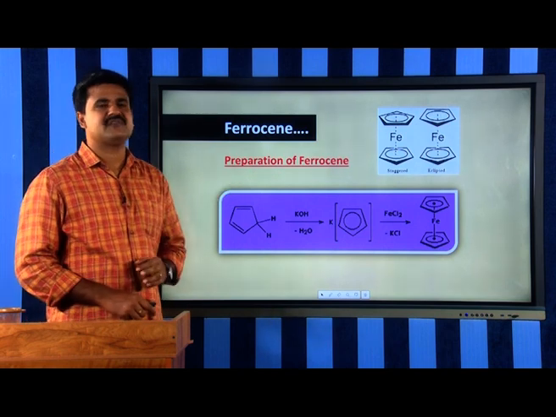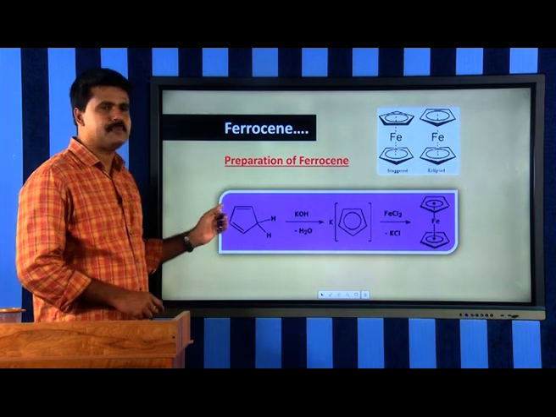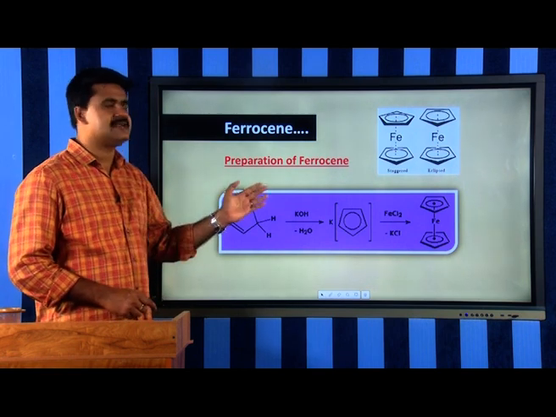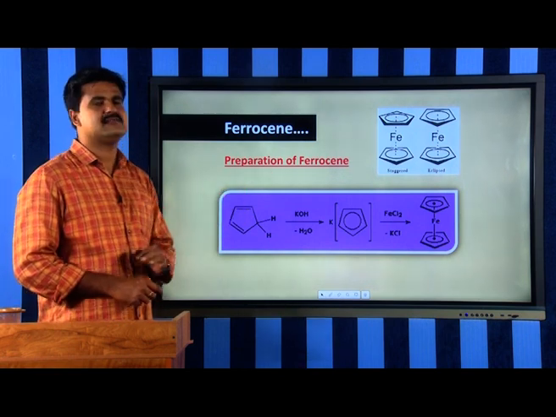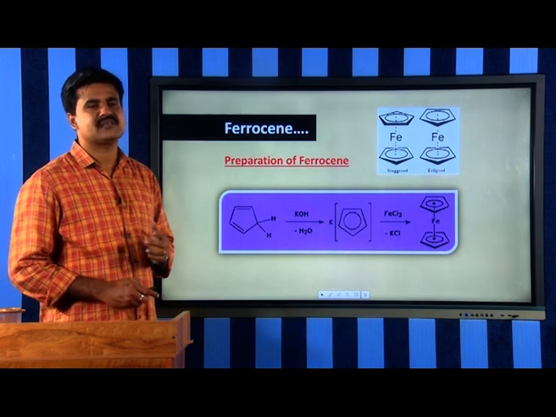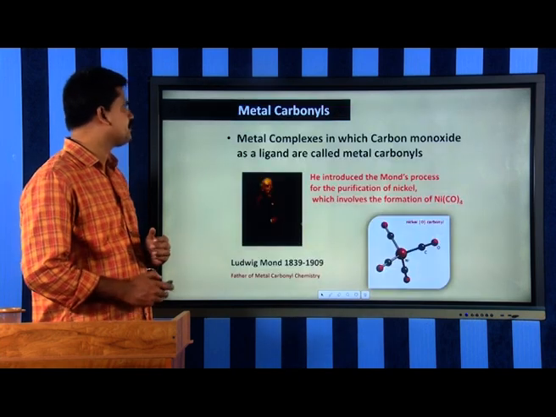The preparation of ferrocene is from CPD, cyclopentadiene. On reaction with potassium hydroxide, we will get the CPD anion. Further reaction with ferrous chloride produces ferrocene. There are so many methods for the preparation of ferrocene also.